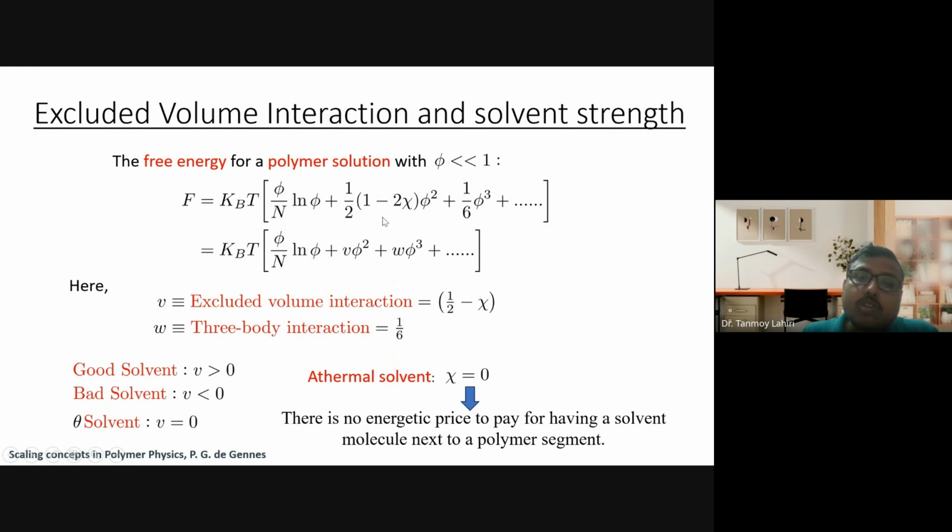And from that, we can extract two important parameters. One is called the excluded volume interaction, which involves the interaction parameter chi. And another one is W, which is called the three-body interaction parameter or ternary interaction parameter. And based on this excluded volume interaction B, we can also define good solvent, bad solvent, or theta solvent, just as we defined in the situation earlier. And there is also an athermal solvent, in which case chi is 0.